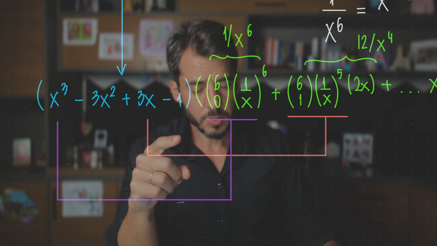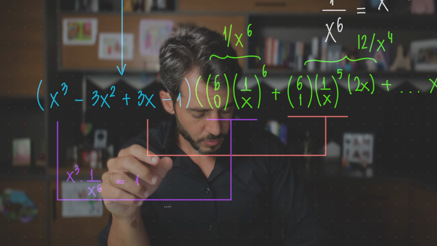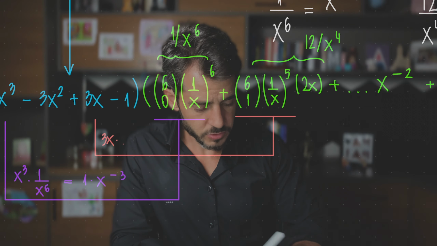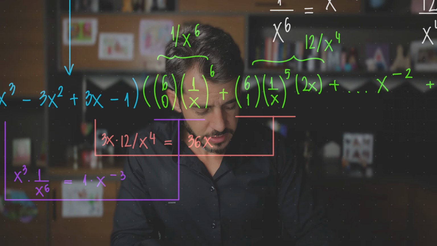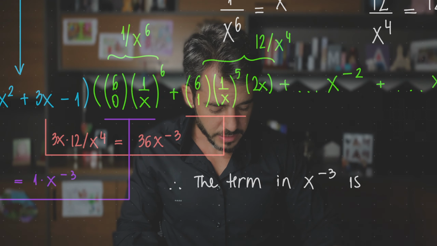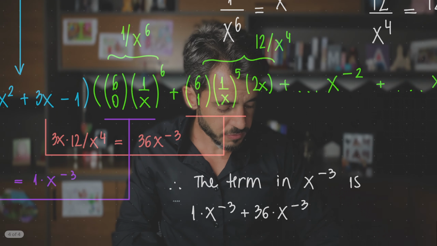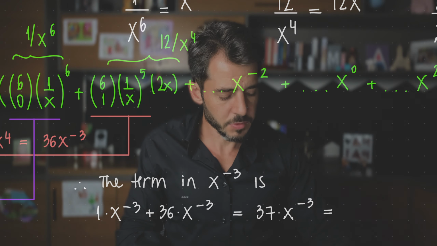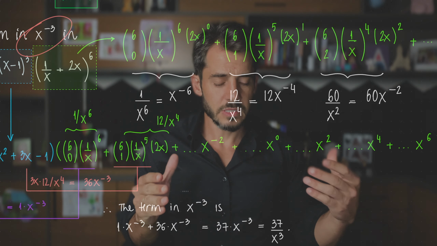Now, the product in purple gives us x cubed times 1 over x to the sixth, which is 1x to the negative 3. Now, the second one gives us 3x times 12 over x to the fourth, which is the same thing as 36x to the negative 3. Therefore, the term in x to the negative 3 is x to the negative 3 times 1 plus 36, which is 37 times x to the negative 3, which, by the way, is the same thing as 37 over x cubed. All right, so that's all there is to this exercise.